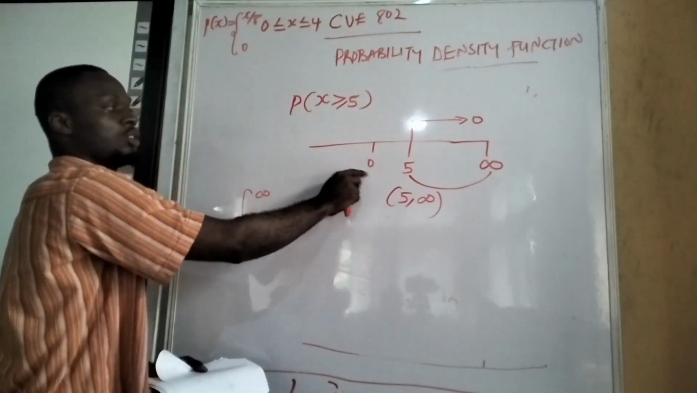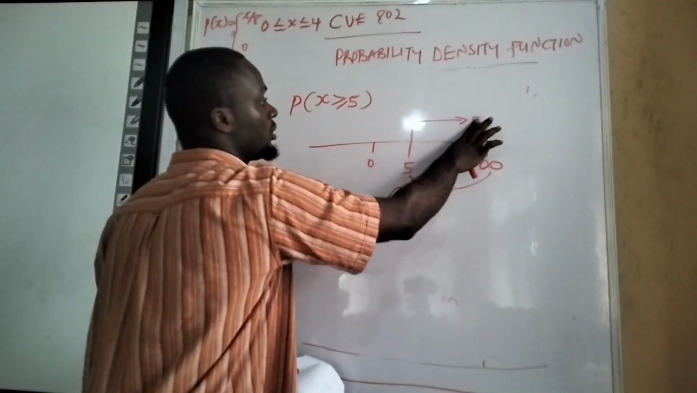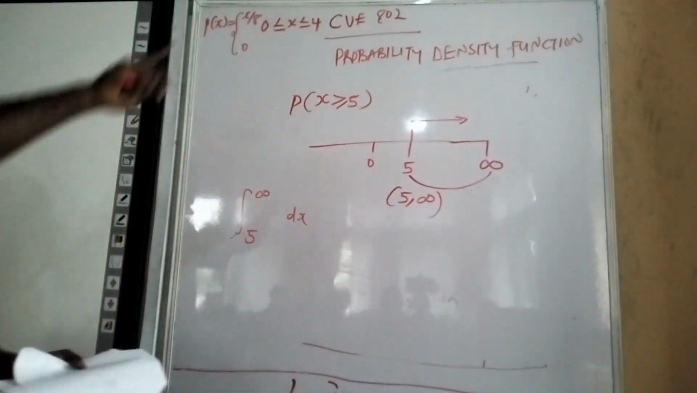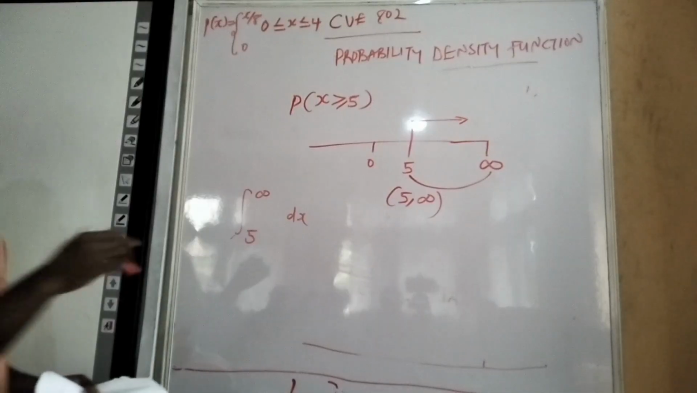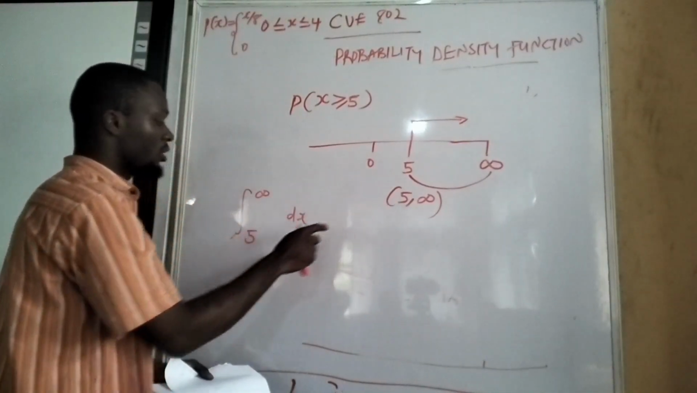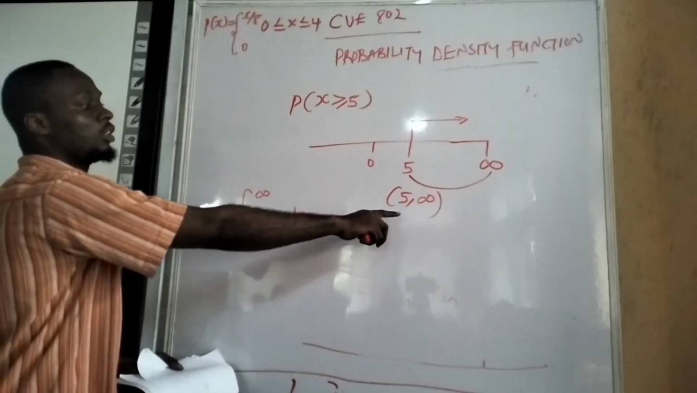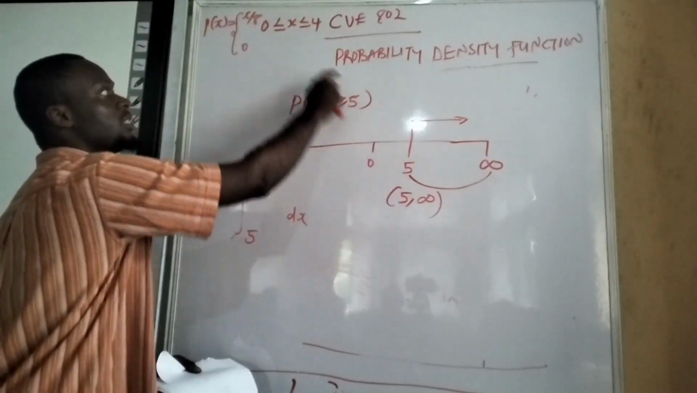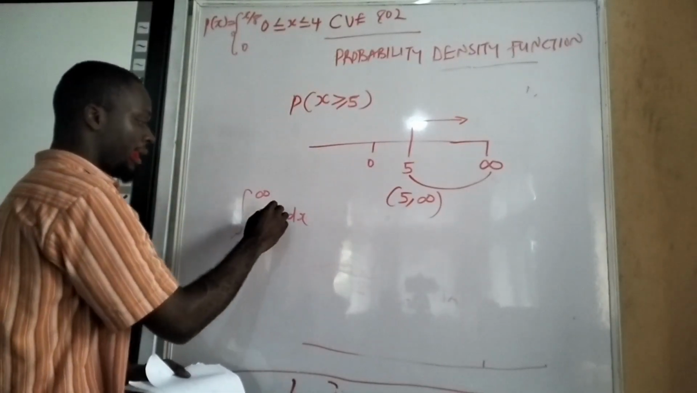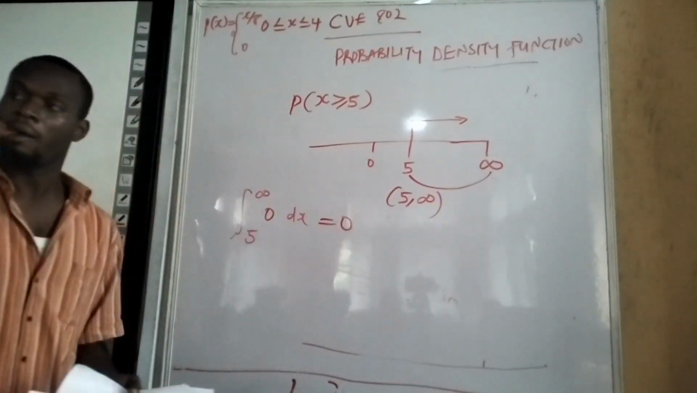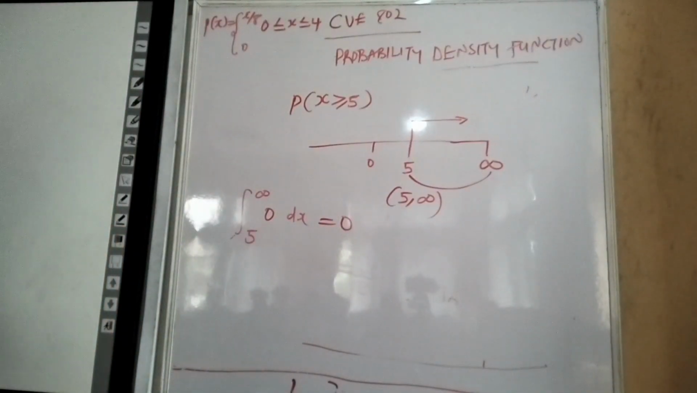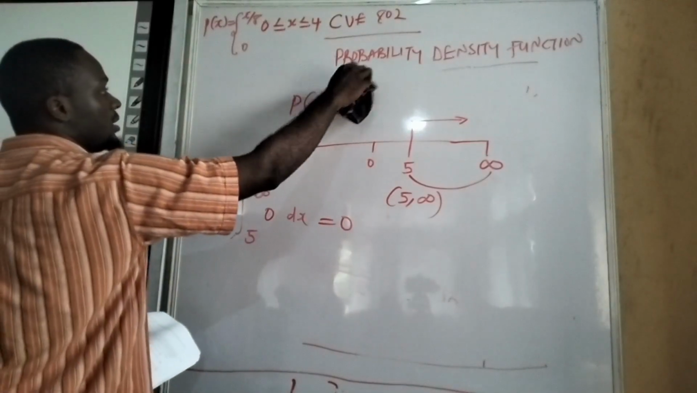So this one means that we should integrate from 5 to infinity. So we go to our function. Does it cover from 5 to infinity? No.